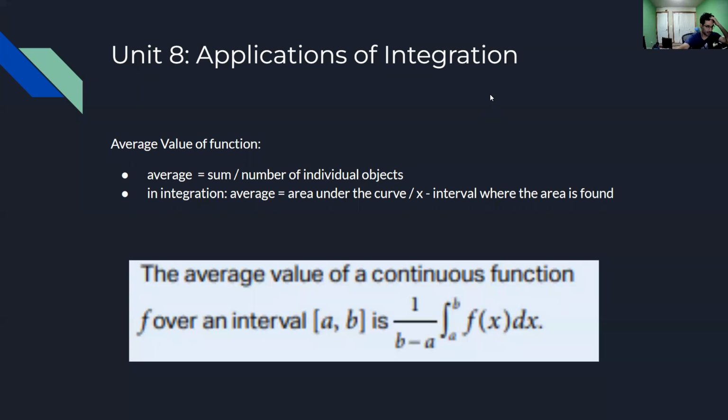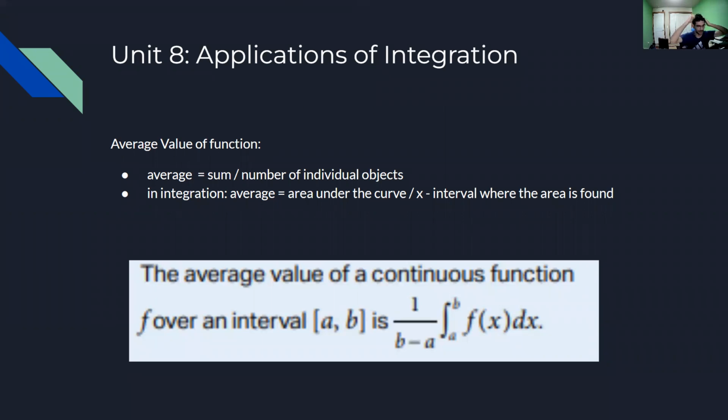So Unit 8, this is applications of integration. We looked at the applications in the context of derivatives, and now we're going to look at integrals. The first thing we have to talk about is the average value of a function. Average is basically the sum of something over the number of individual objects. That's what average means in a normal context, right? But in integration, average means the area under the curve divided by the x interval you get that from. That gives you the average value of the overall function.